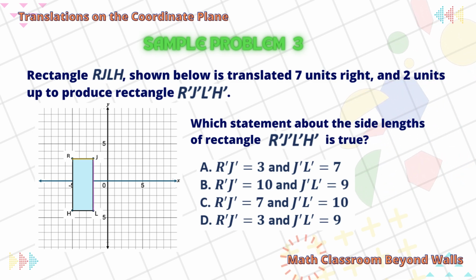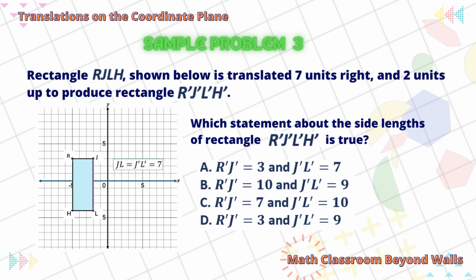Let us count the grid that is on side RJ to get its length. So we count 1, 2, 3. So the length of side RJ and side R prime J prime are both 3 units. We now count the grid that is on side JL. We count 1, 2, 3, 4, 5, 6, 7. So the length of side JL and side J prime L prime are both 7 units.